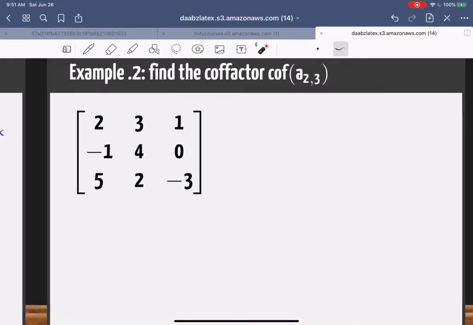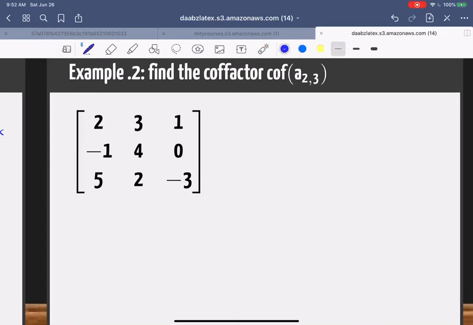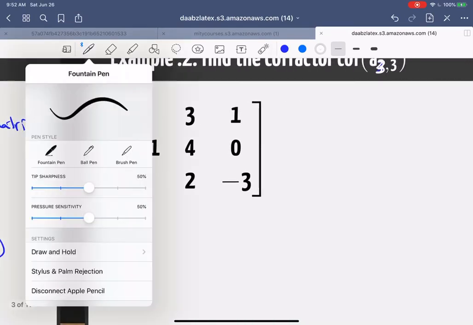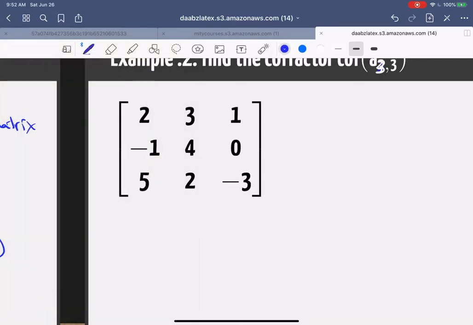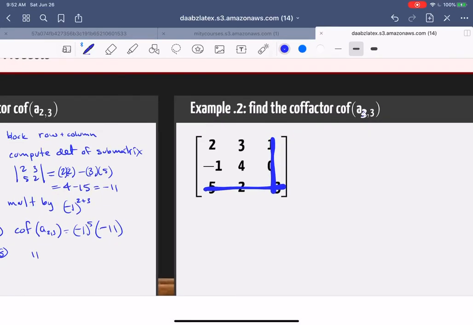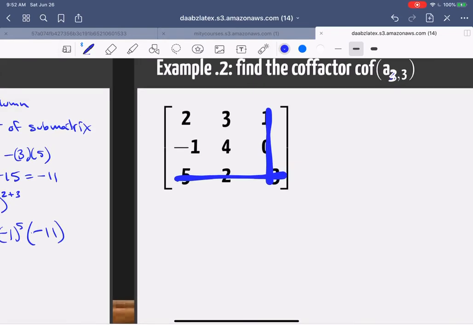So let's do one more example of a cofactor. I meant to put a different one here, something like maybe 3, 3. Okay? We're going to compute the cofactor for A33. So it's going to go like this. We're going to try to follow this recipe. We're going to block out row and column. Let's do that first. So the 3, 3 spot is this spot right here. So we block out the 3, 3 position. Then we compute the determinant of the submatrix.